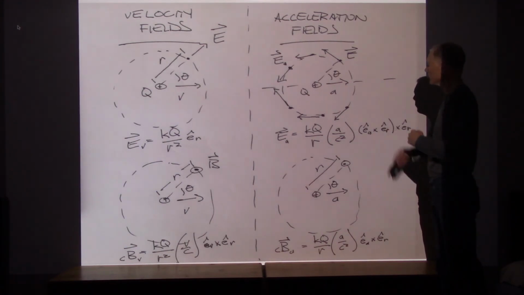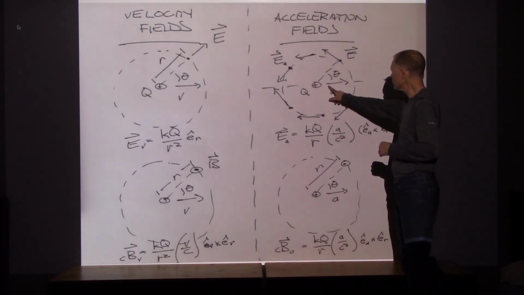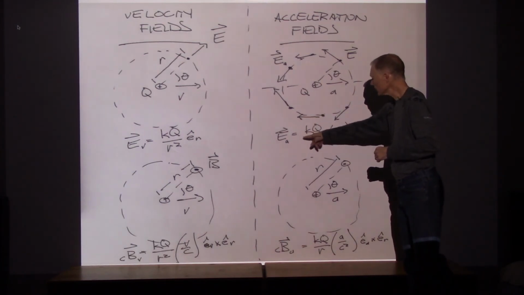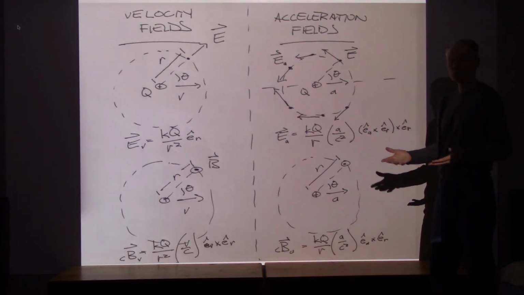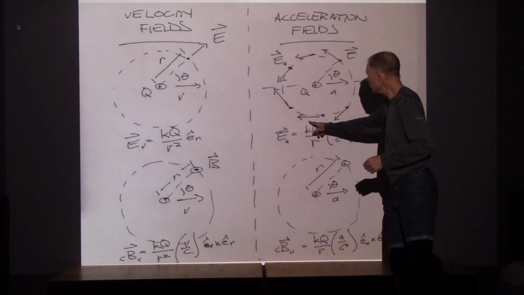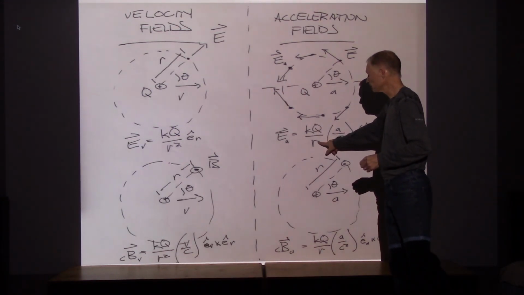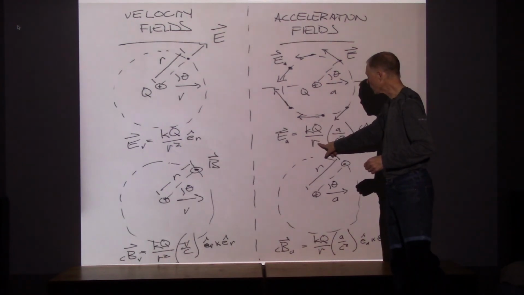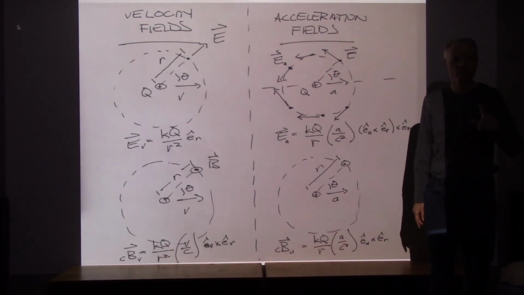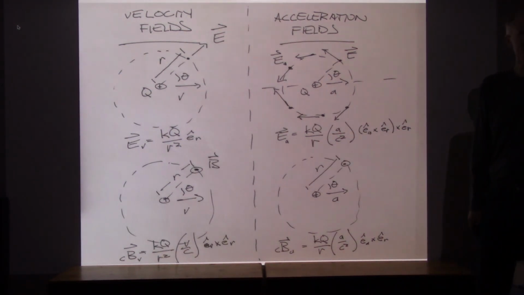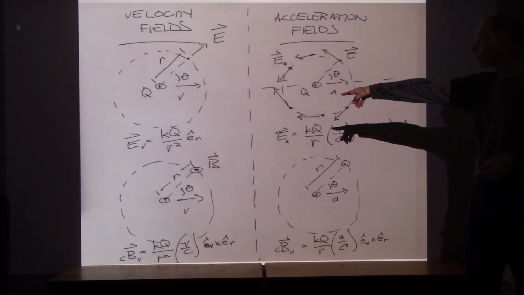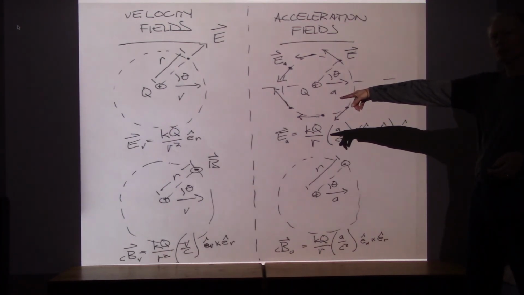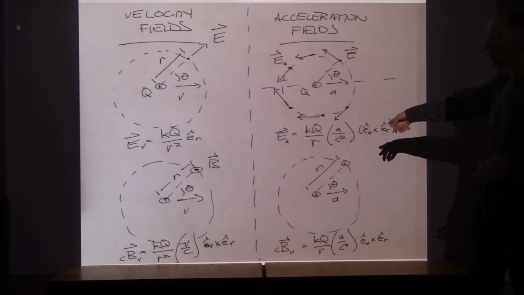Let's start with the electric field. If I have a charge that's accelerating, the electric field that results due to the charge's acceleration is given by kq over r, not r squared, but r. The first thing to point out is that the fields generated from accelerating charges don't drop off as fast. Those other fields drop off like 1 over r squared as you get farther away, but these are only dropping off like r.